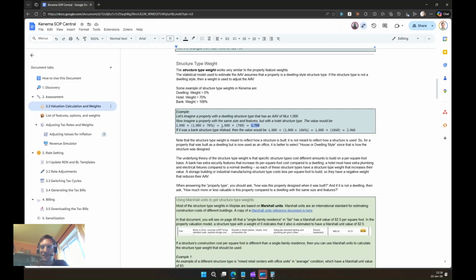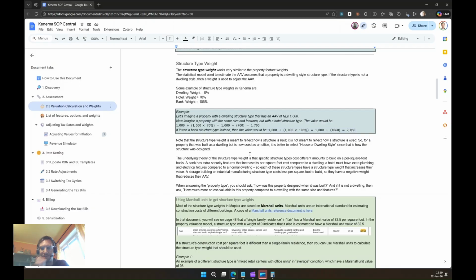Now, if it's a bank, it has a weight of 106. So you would take the original assessed annual value, and then you would add an adjustment to it based on the weight of 106. So it's 1,000 times 106%. 1,000 times 106% is 1,060. So you take 1,000, add 1,060, and you get a value of 2,060. So that's the adjustment from dwelling to bank.